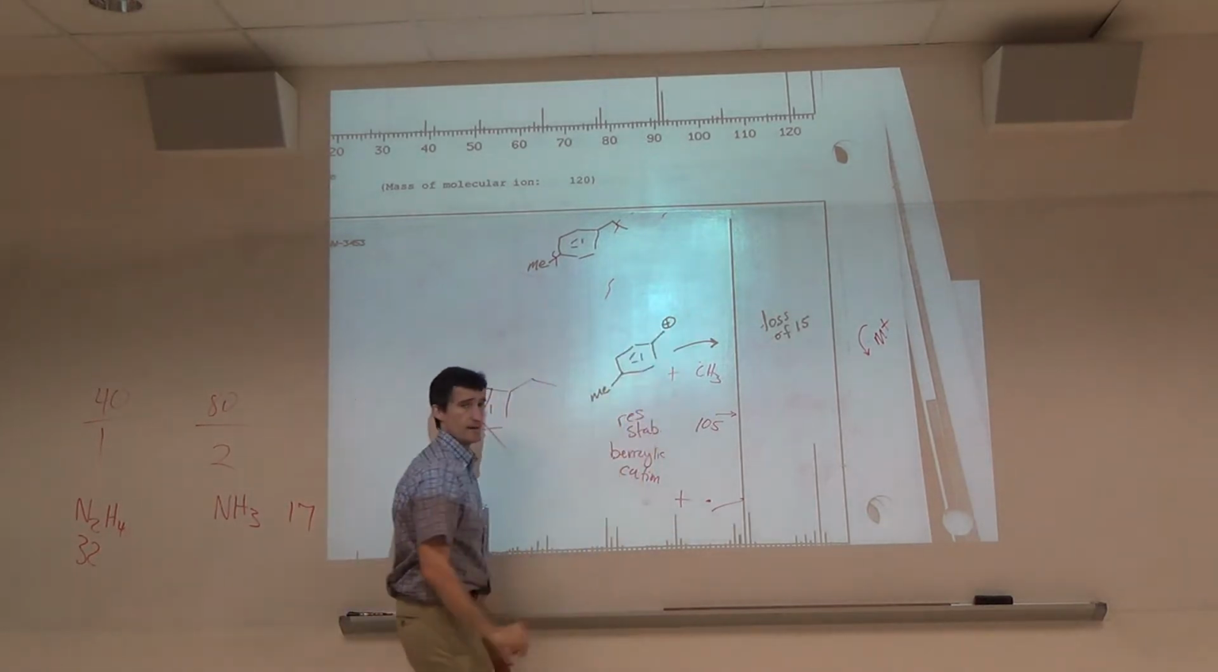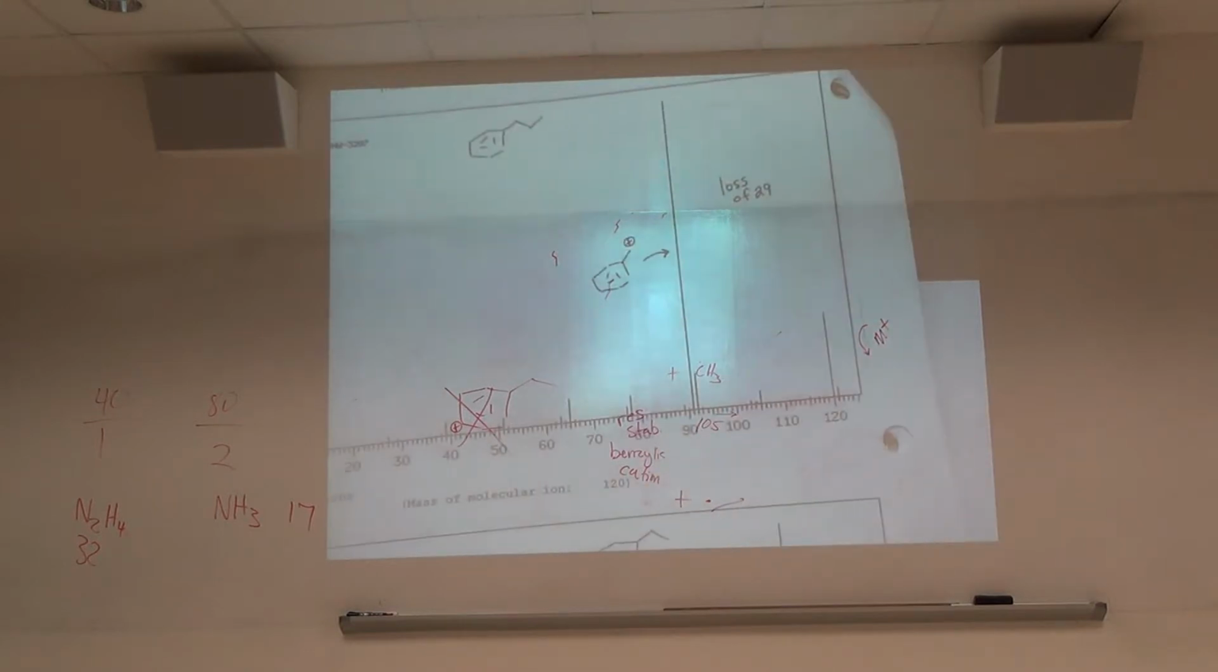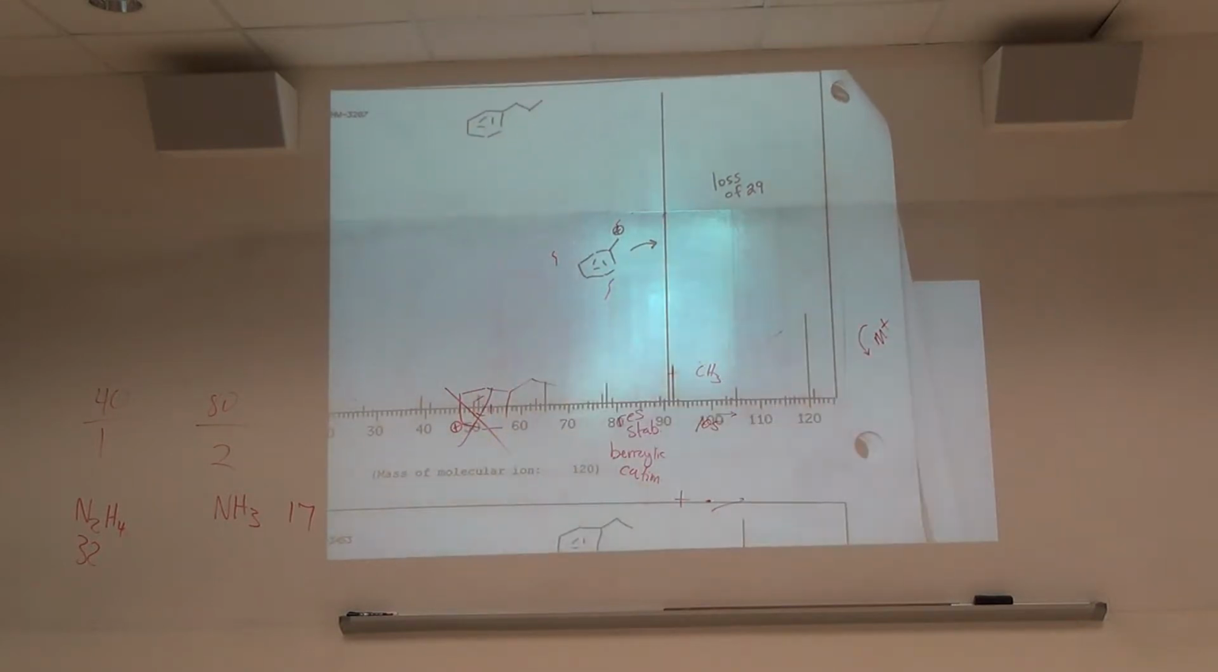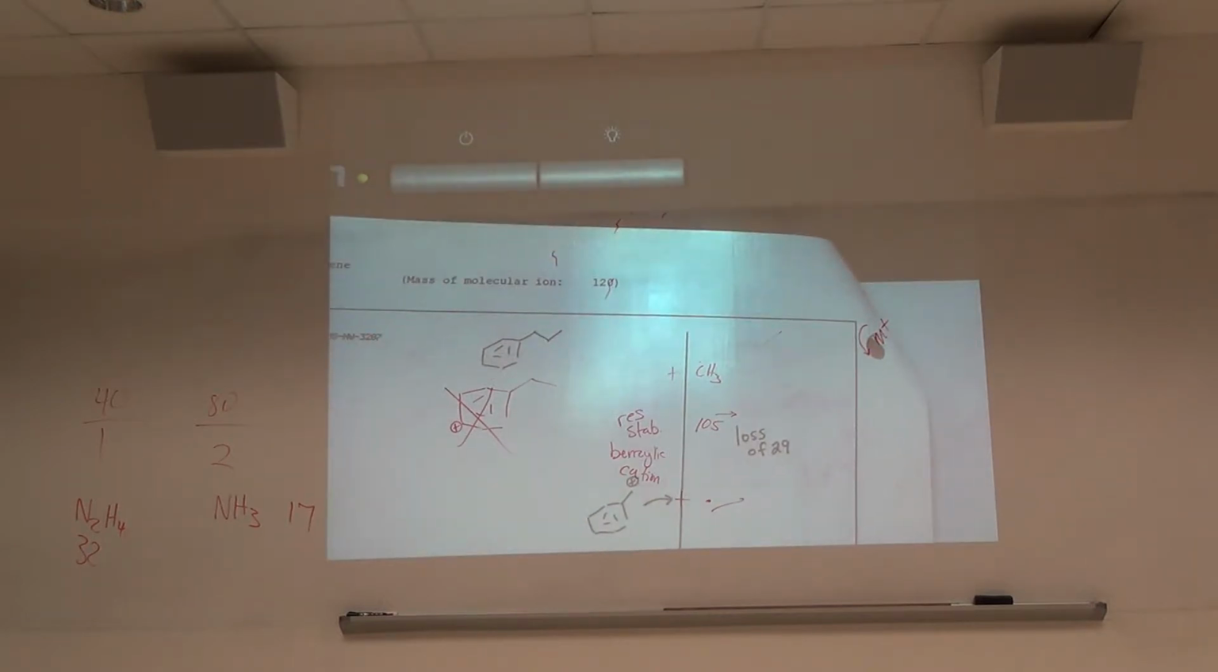Your benzylic cation is what you want to form, and when you form it down here, you only lose 15, and so down there the base peak is not 91 like above, but 105. So these isomers can easily be distinguished using mass spec.